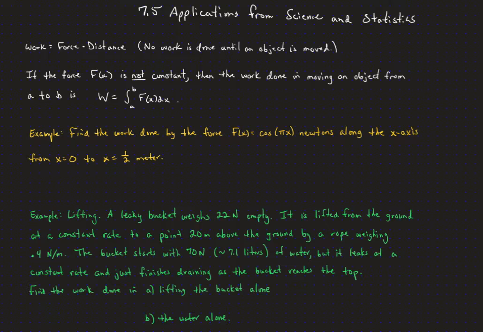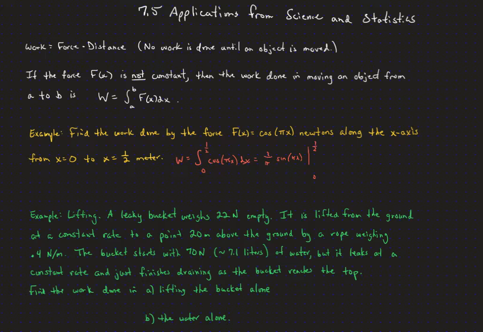So for example, find the work done by the force capital F of x equals cosine of pi x newtons along the axis from x equals 0 to x equals 1/2 meter. So we'll get that the work is going to be the integral from 0 to 1/2 of cosine of pi x dx. With a u substitution, we'll get 1 over pi times the sine of pi x going from 0 to 1/2.